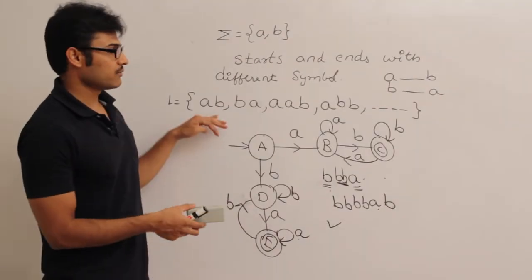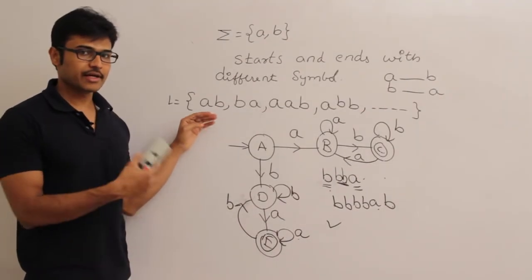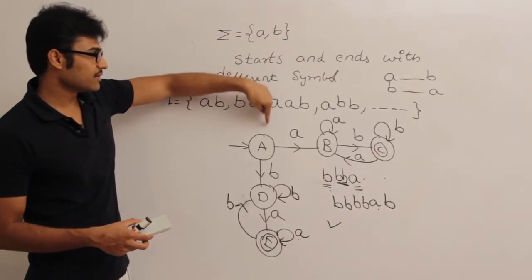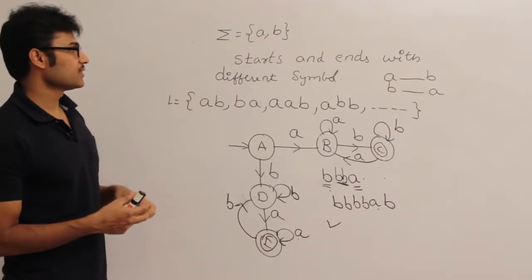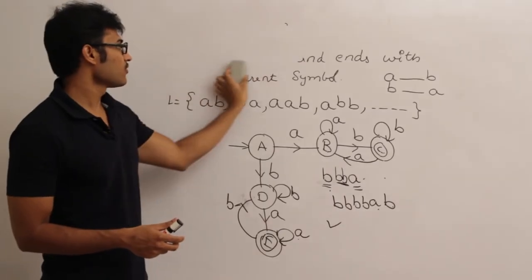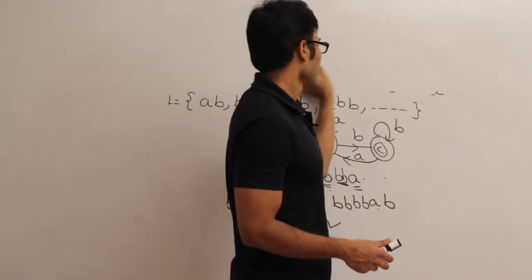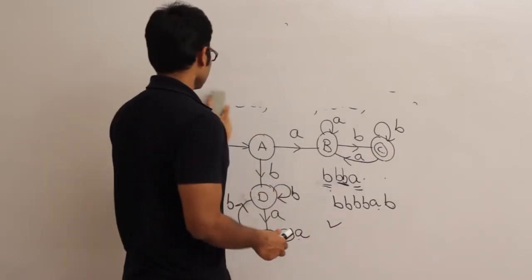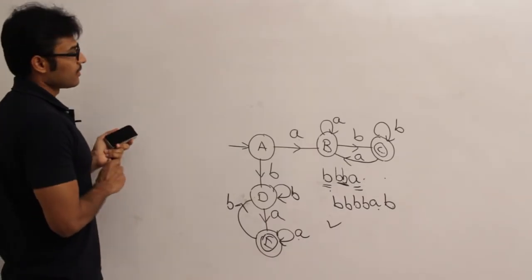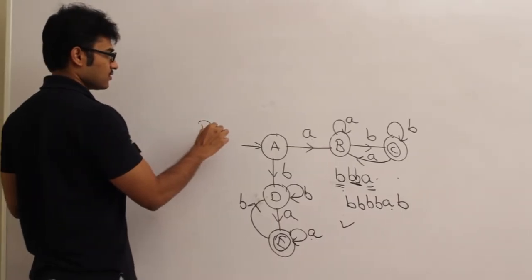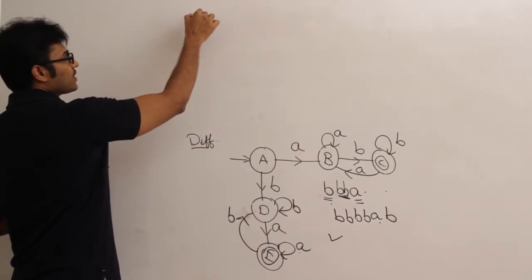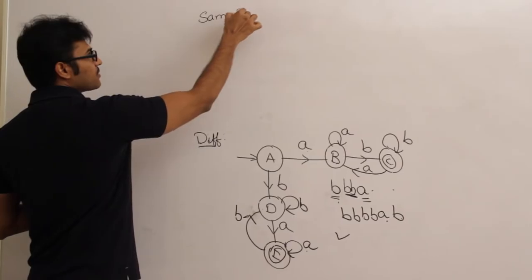Now let's try to solve a similar kind of question. Here the question is strings that start and end with different symbols, and this is the answer, right? What if the question is strings that start and end with the same symbol? So let us try one more question where it starts and ends with the same symbol. This is for different symbols, and now I am going to do it for starts and ends with the same symbol.